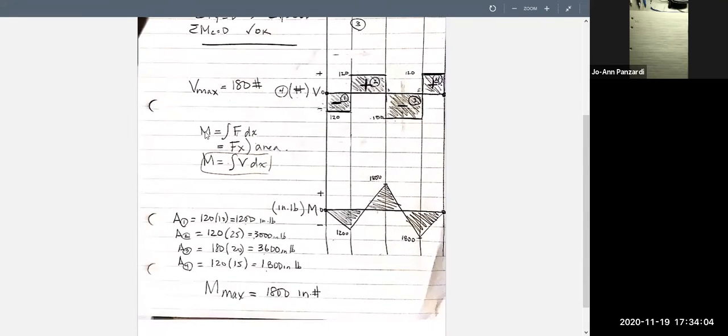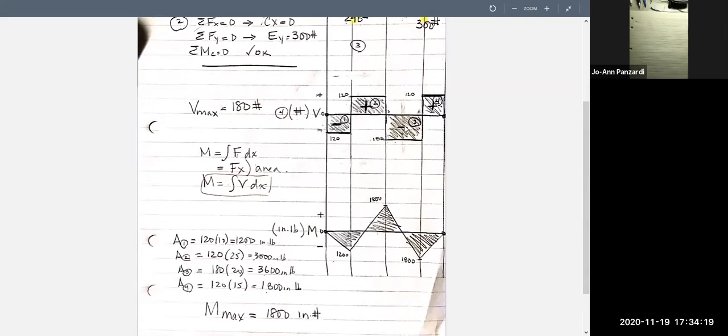Then we learned from distributed loads that the moment is really the integral of the force, right? That's really the area, and V, the shear, is a force. So what we did is we shaded the regions, and I called them regions 1, 2, 3, and 4, and I put a negative when the area was negative and a positive when the area was positive.